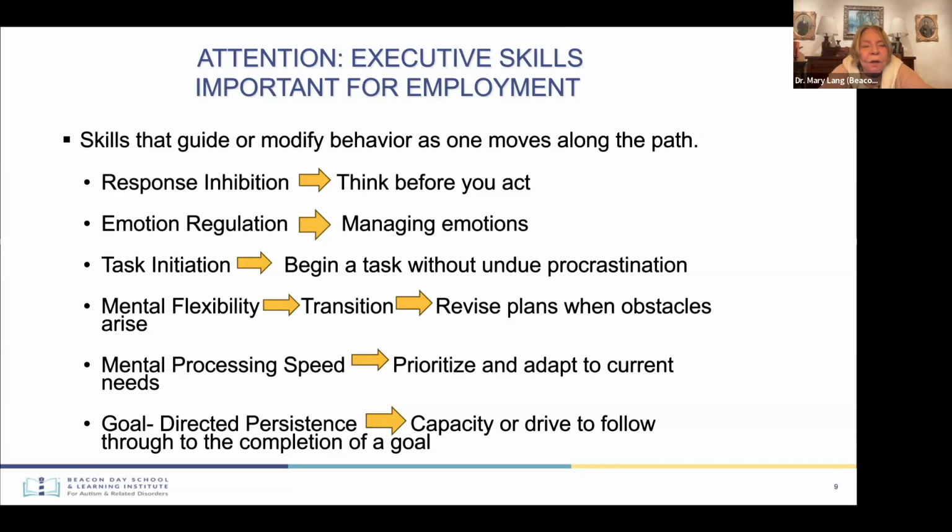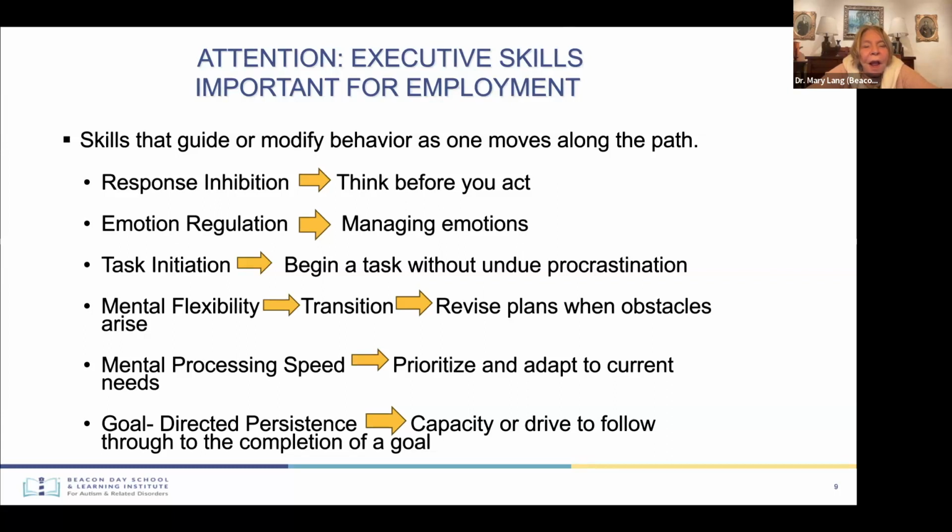Response inhibition. Boy, I'm escaping and avoiding that task, and you have to think before you act. So you want to plan your actions, whether it's stacking vegetables in a grocery store, or planning an activity of a sport, or anything like that.